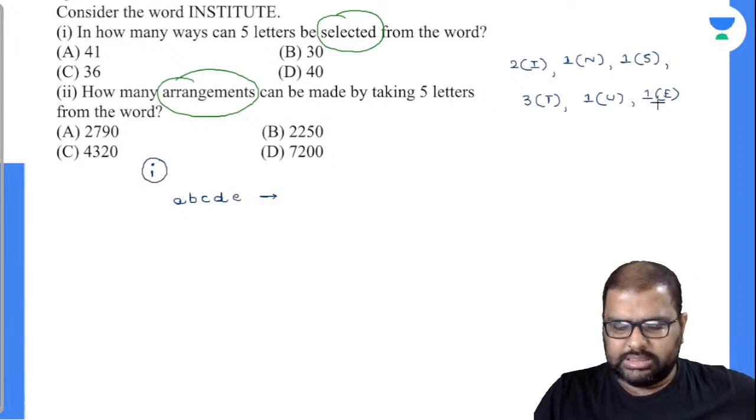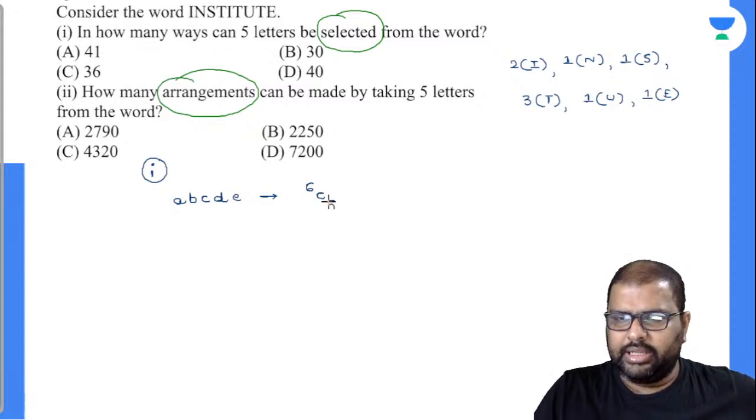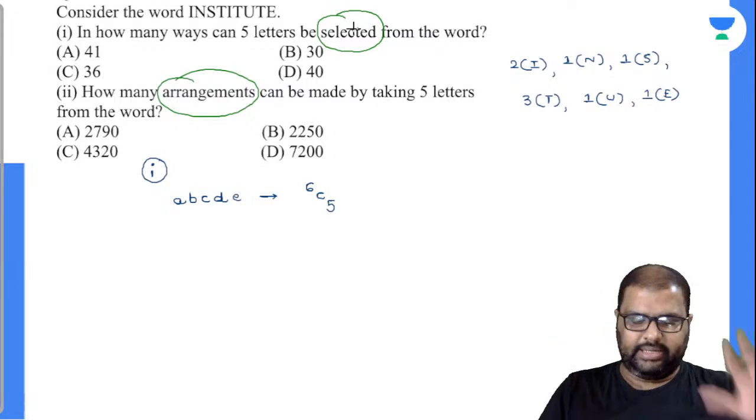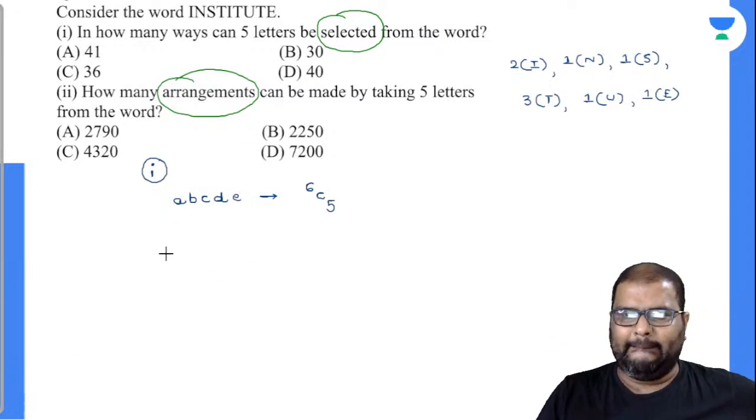So how many boxes did you have? 6 boxes. Out of the 6 boxes, I have to select 5 boxes. Dekho, and I am asked to only select there. Need not worry about the remaining things. Come to the next one.